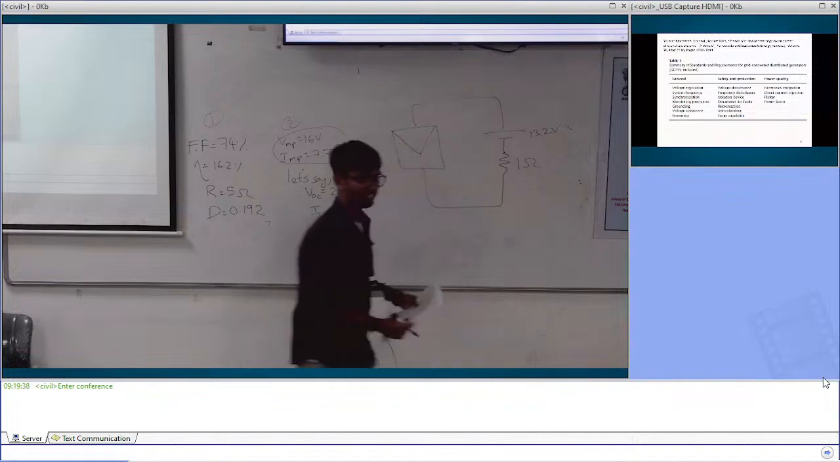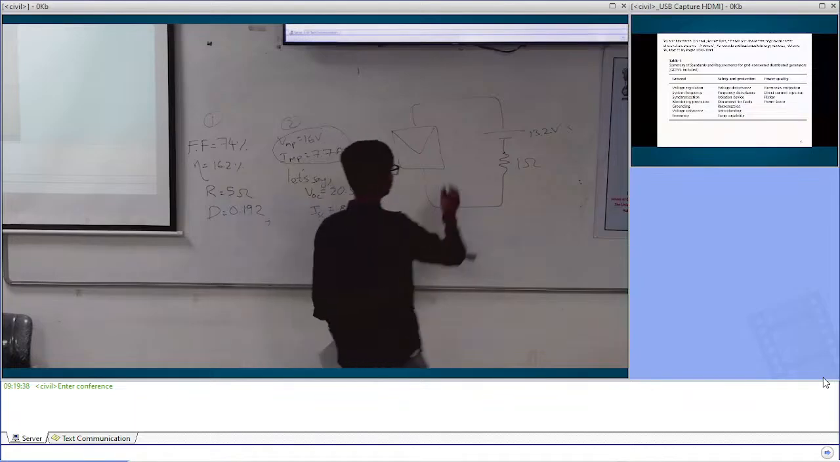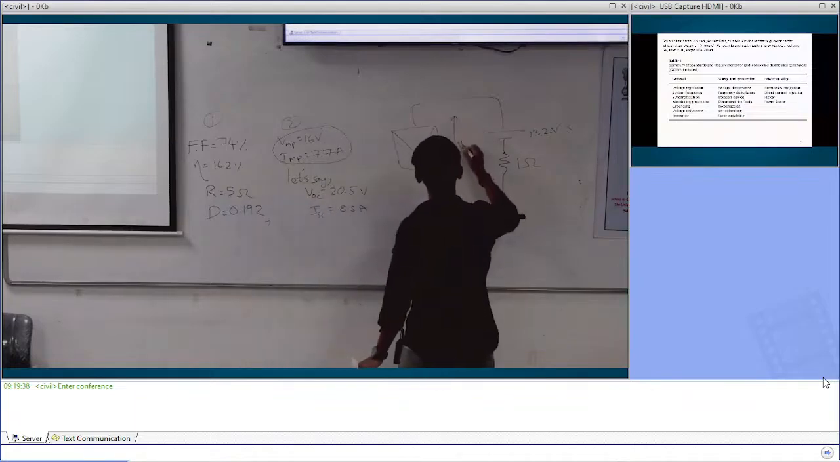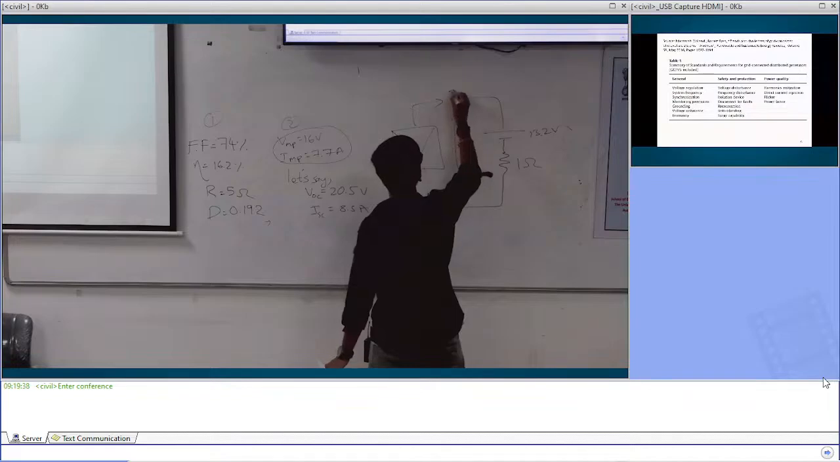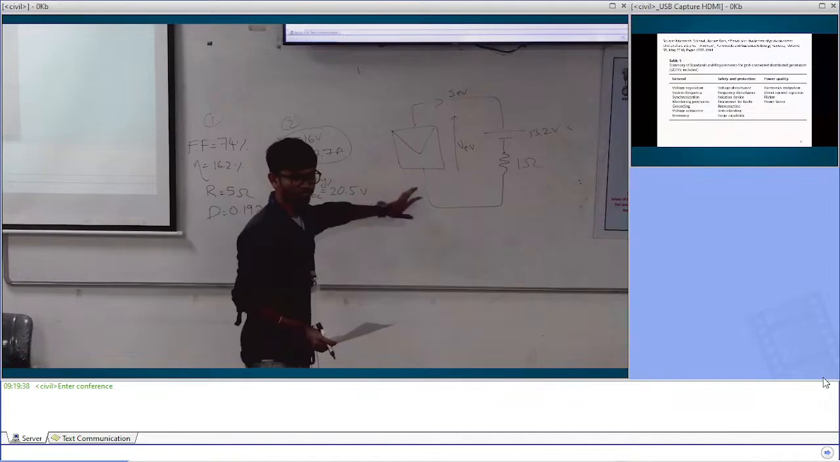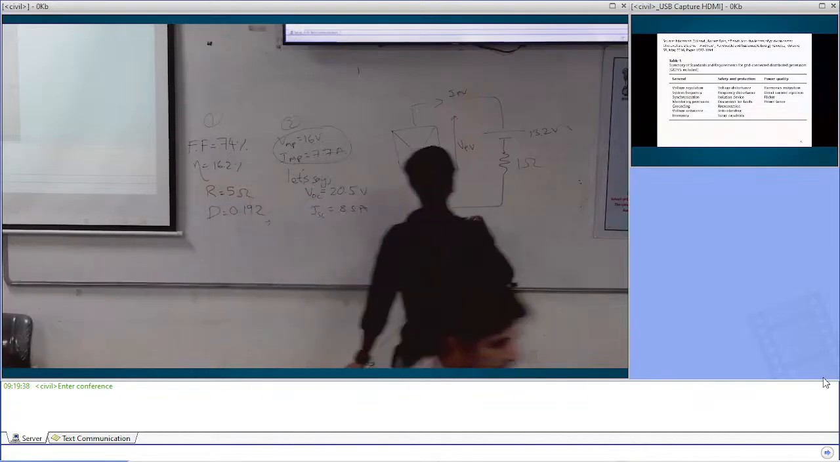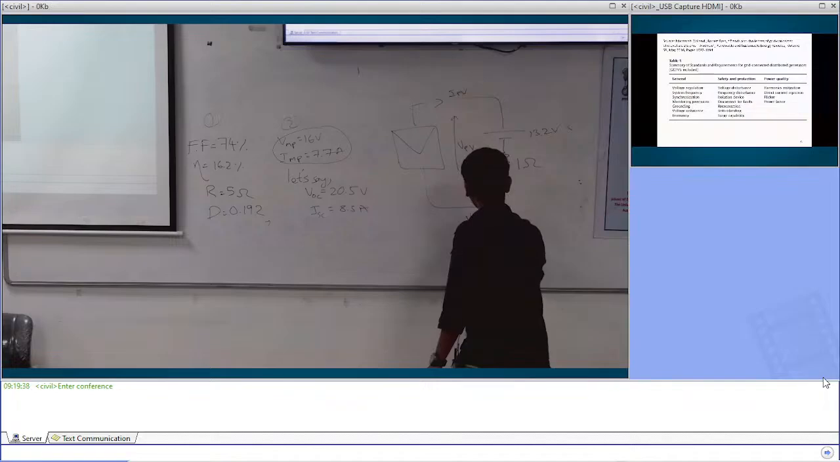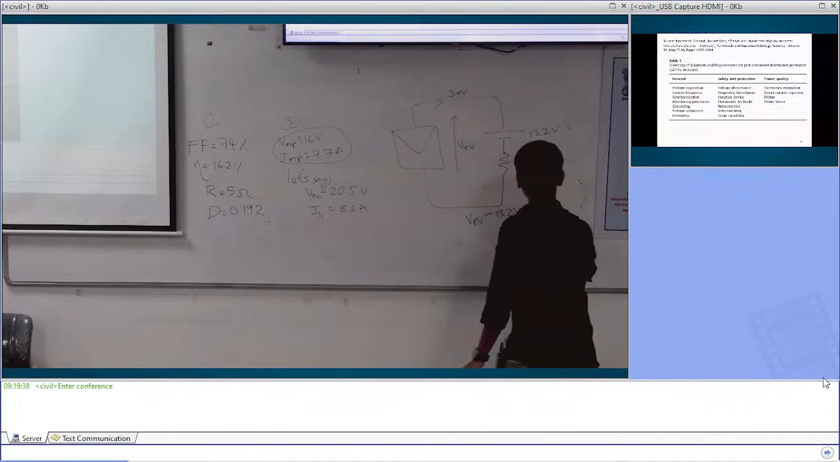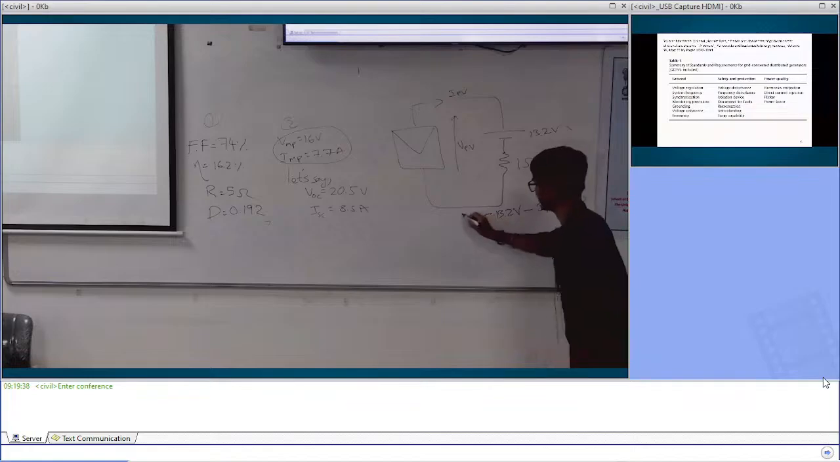And at this condition, we don't know the operating point of the PV. So let's consider this voltage as VPV and the current as IPV. So whatever be the voltage and current flowing from the PV, it should satisfy the KVL. So writing the KVL equation, this is the KVL equation.